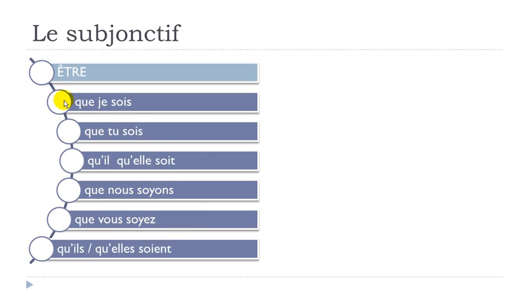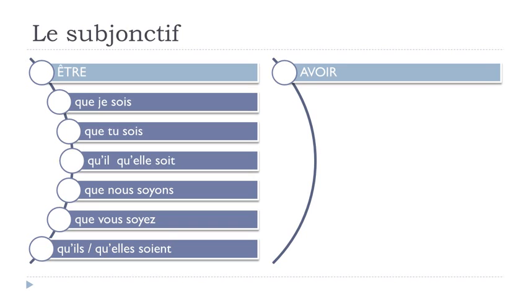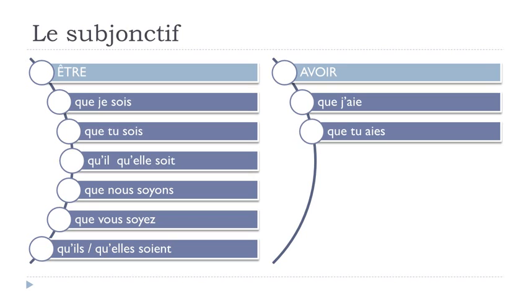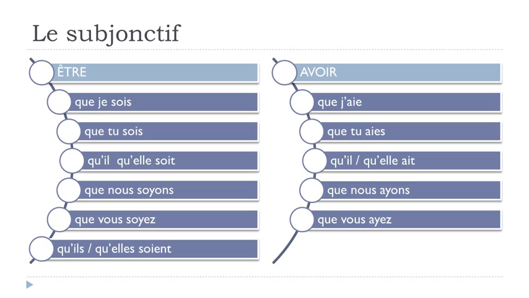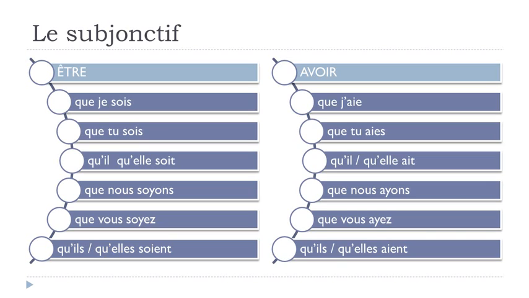So I repeat, que je sois, que tu sois, qu'il soit, qu'elle soit, que nous soyons, que vous soyez, qu'il soit, qu'elle soit. And last but not least, avoir, to have, que j'aie, que tu aies, qu'il ait, qu'elle ait, que nous ayons, que vous ayez, qu'ils aient, qu'elles aient. All right, so same thing here, aies and ait, phonetically the same, but try to remember how to write them, okay?